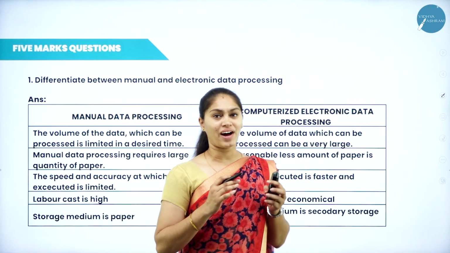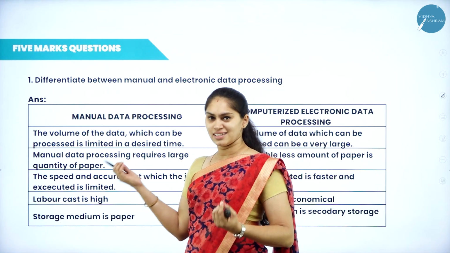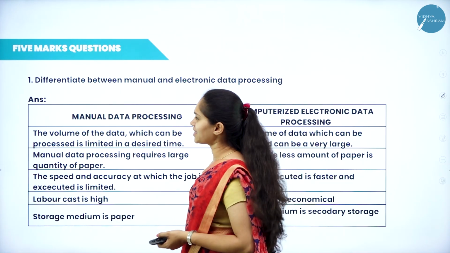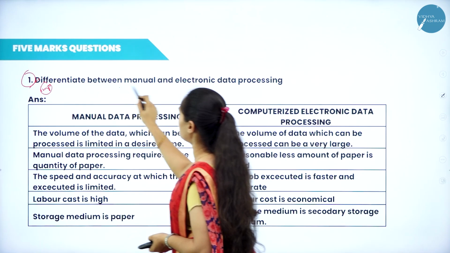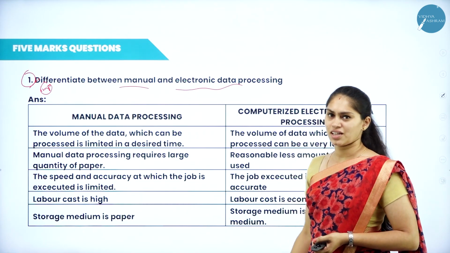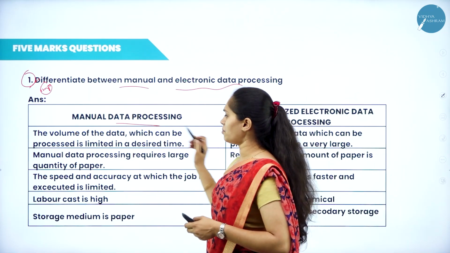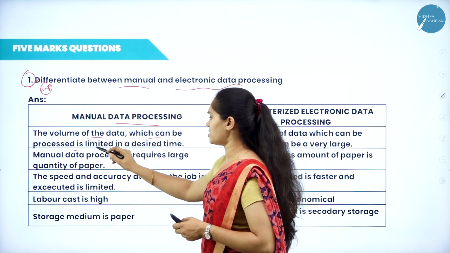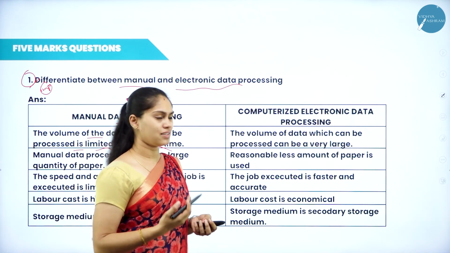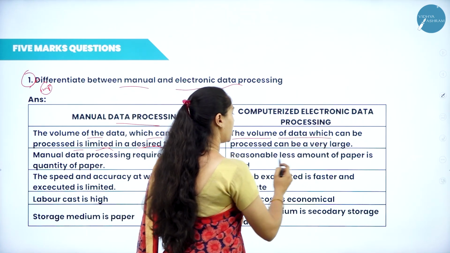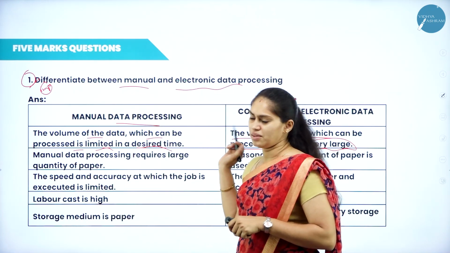So now let me see this 5 marks question. This is a very important question, and somehow you can consider this as a short question. How can we say that? Because this is the most frequently asked question from this chapter, that is, differentiate between manual and electronic data processing. You have to write any 5 points of these differences. Like manual data processing, the volume of data which can be processed is limited in a desired time. But here, with the computer, the volume of data which can be processed can be very large. It will be limited here, it will be very large there.